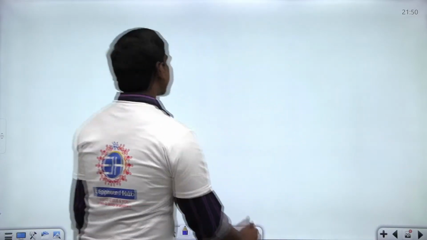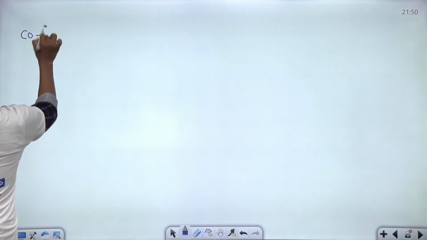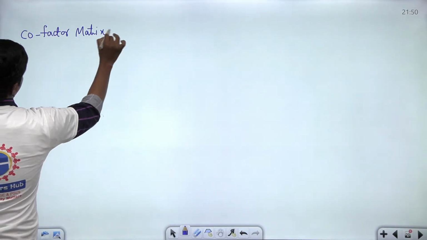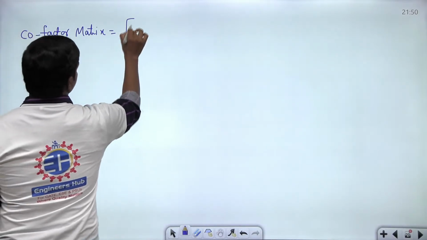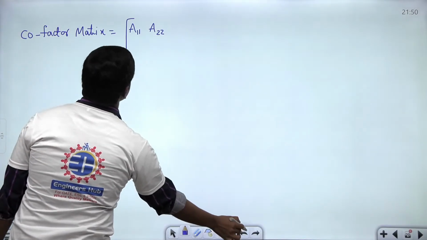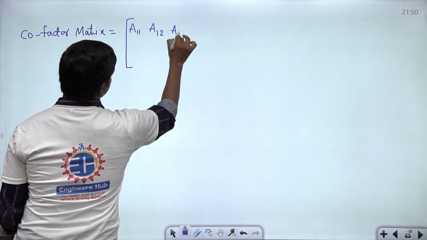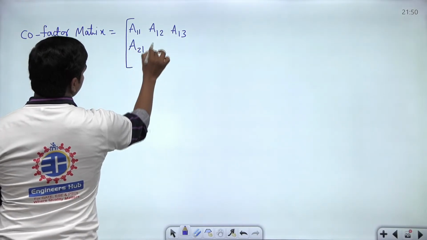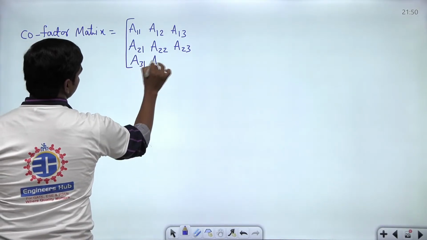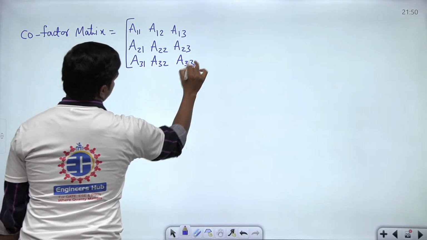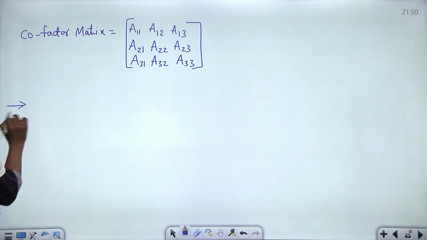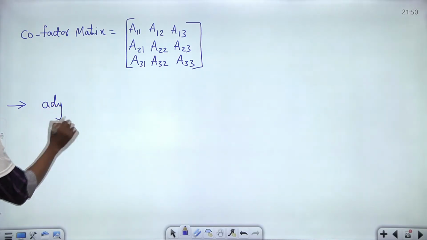Now if you have this cofactor matrix as A11, A12, I'm extremely sorry, this is A12 and this is A13. Similarly, A21, A22, A23 and A31, A32 and of course A33. If this is the cofactor matrix, then there is one very important matrix which is called the adjoint matrix.